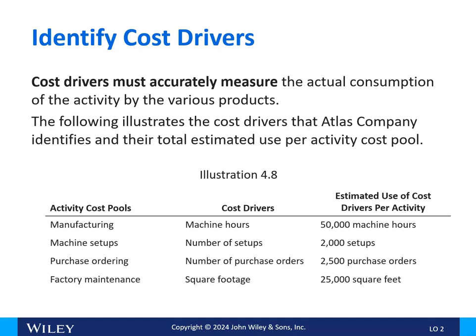So for manufacturing, it's machine hours, and we estimate that there's going to be 50,000 machine hours for the year, or whatever period we're dealing with here. Machine setups is going to have number of setups, and we're estimating 2,000 setups. Purchase ordering is the number of purchase orders. We're estimating 2,500 purchase orders. And factory maintenance is based on square footage, and we have 25,000 square feet in our factory.